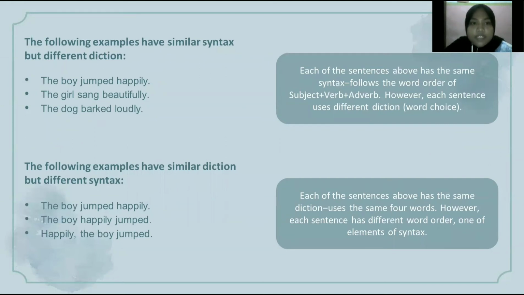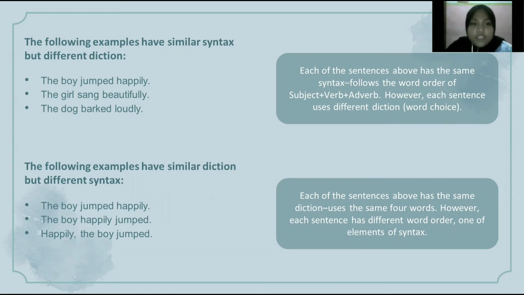The following examples have similar syntax but different diction. First, the boy jumped happily. Second, the girl sang beautifully. Third, the dog barked loudly. Each of the sentences above has the same syntax, following the word order of subject plus verb plus adverb. However, each sentence uses different diction.